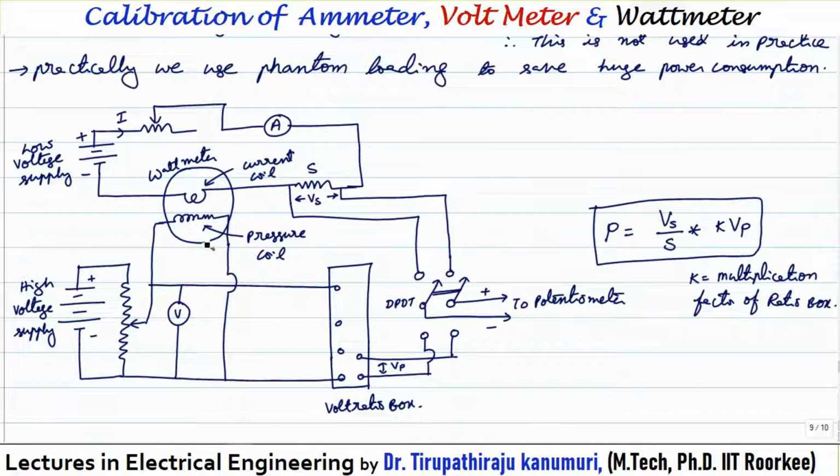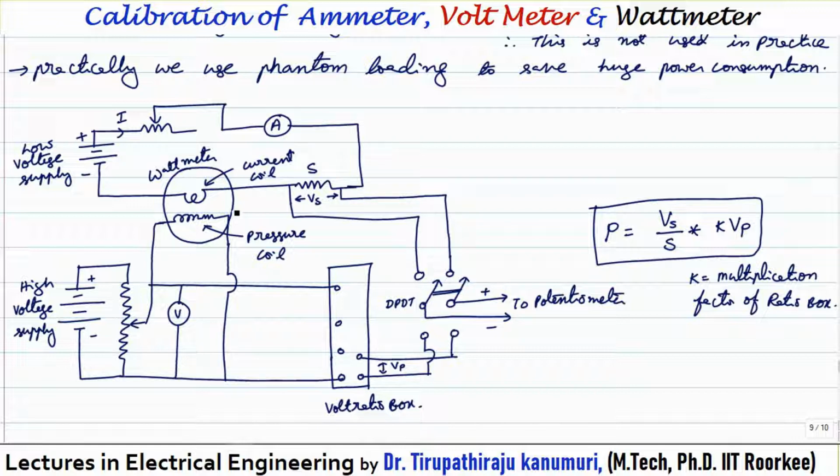Getting it? So now coming to the pressure coil. The pressure coil is connected to your actual supply. That means the high voltage supply or your rated voltage is applied across the pressure coil, and that voltage will be measured by using the voltage ratio box and the potentiometer. So now the potentiometer measures the value of the current and the value of the voltage. How is the current measured? Vs divided by S gives the current, and Vp multiplied by the multiplication factor of the voltage ratio box gives your voltage. So voltage multiplied by current is your actual power. The same thing is indicated here, and whatever power is indicated by the wattmeter is the reading of the wattmeter. Again the calibration curve will be plotted.